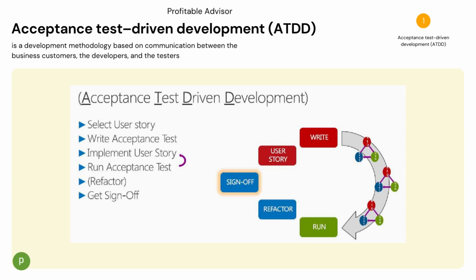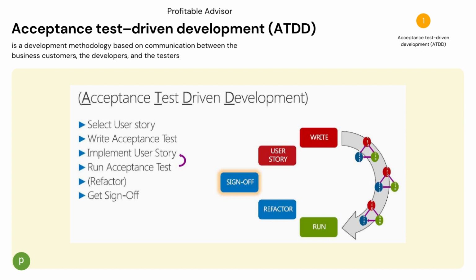ATDD is a development methodology based on the communication between the business customers, the developers, and the testers. Firstly, it is discussed what is required by the end users. Then the user stories are created with those acceptance criteria. And the developers first write the tests for those acceptance criteria. Then developers write the code to make the tests pass. If the test fails, they refactor the code until the test passes.